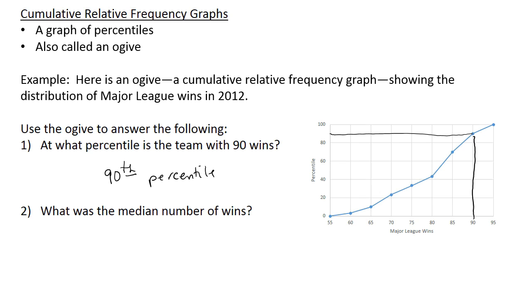If I ask you what was the median number of wins, then I know that the median occurs at the middle value, which is at the 50th percentile then. So I'll go to the 50th percentile, which is about here, and carefully go over to my graph and find out that that's maybe 82 or 83 wins.